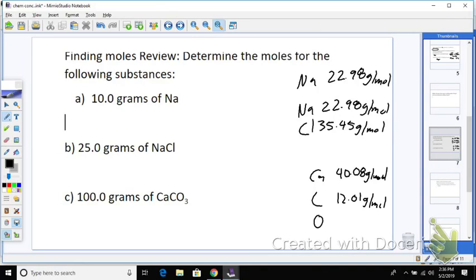Try to get this done before you leave. I think you can. All I want you to do is figure the moles of each one of these, and you're done. Find the moles of each one of those, and then you're done. And then tomorrow we'll talk about what is most important to chemists.